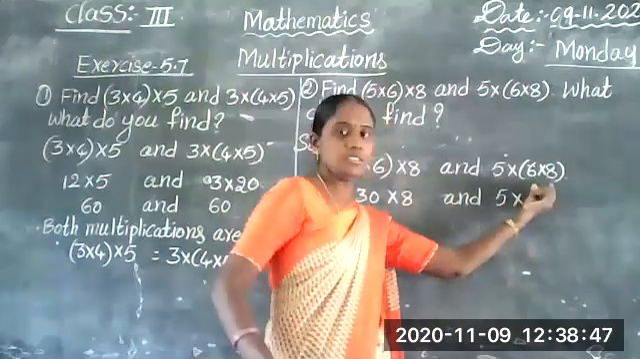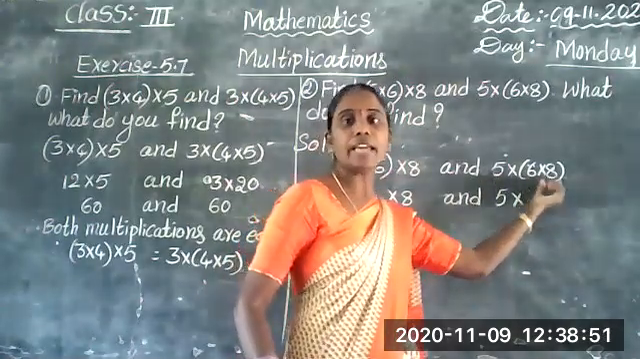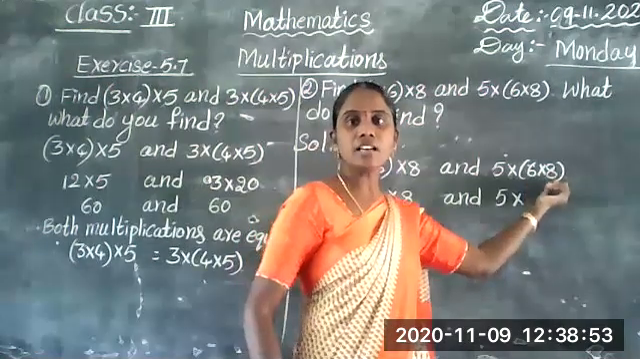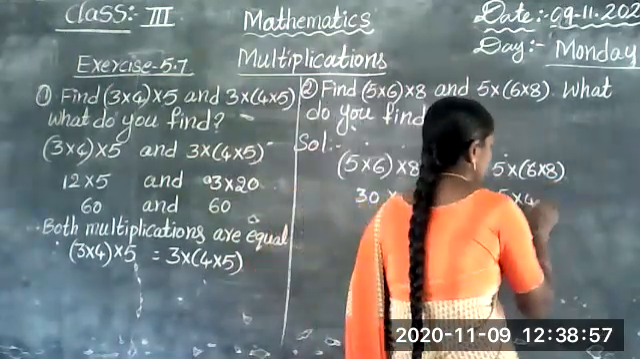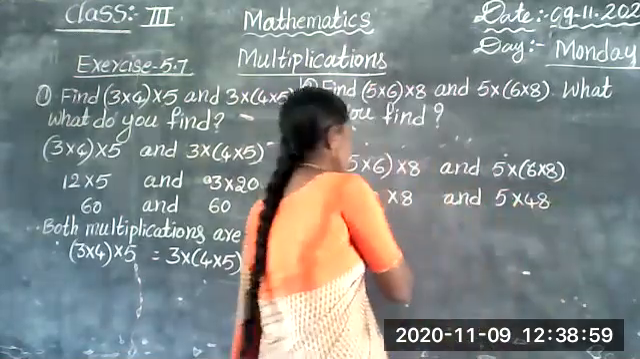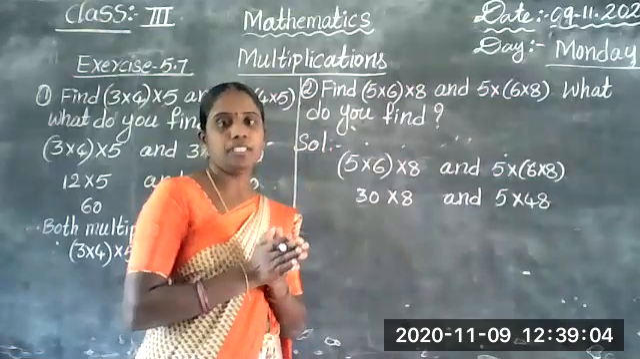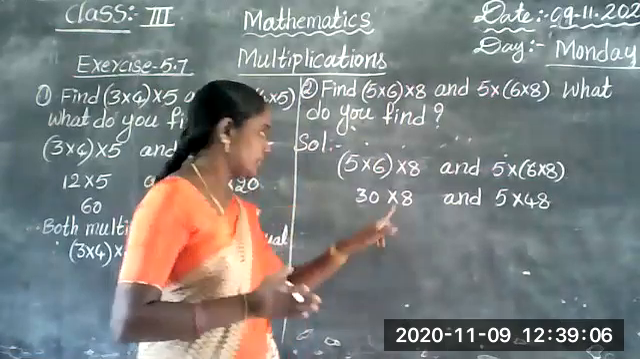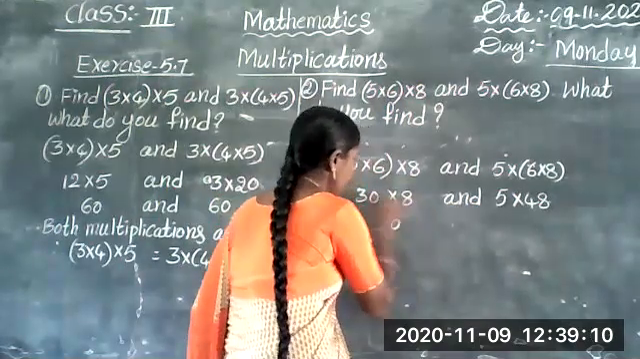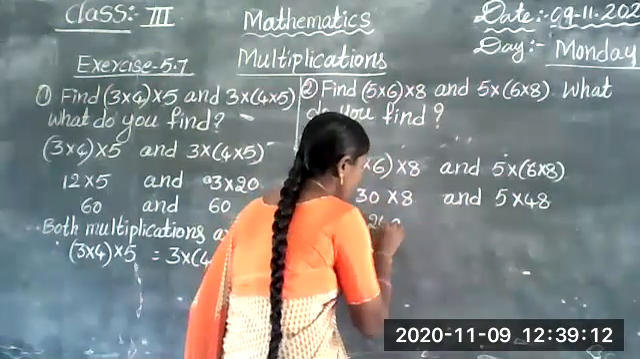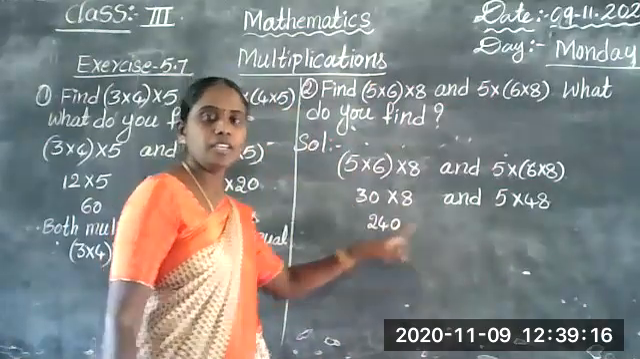Multiply first these two numbers. 6 8s are 48. 48. Next, 30 into 8. 3 8s are 24, and 8 zeros are 0. So 240. Okay.